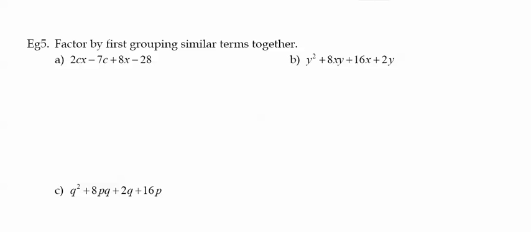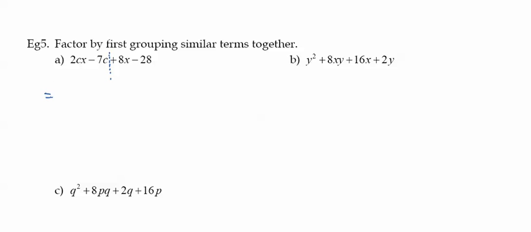If we have an algebraic expression without grouping, we will put them into groups. If they give us 4 terms here, we will have 2 terms in each group. I try to group them in this way.